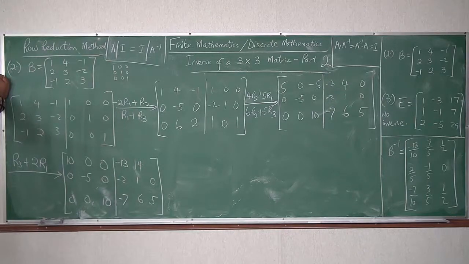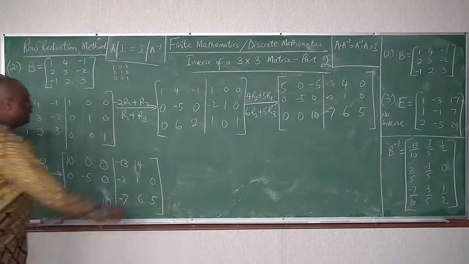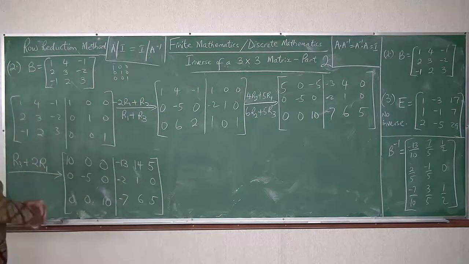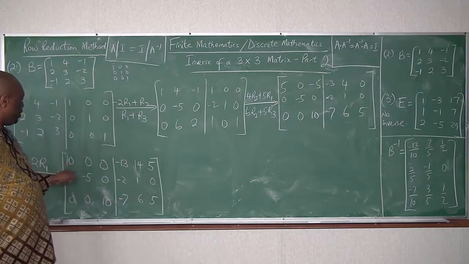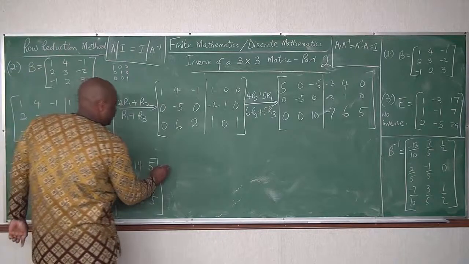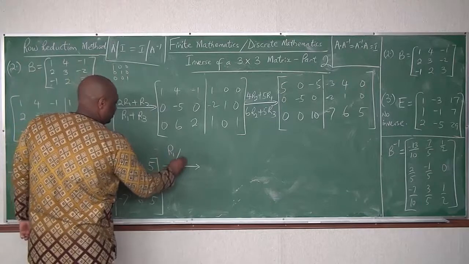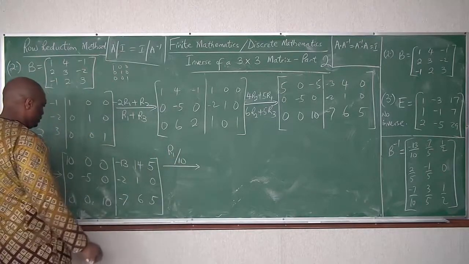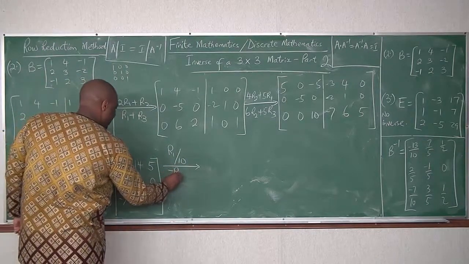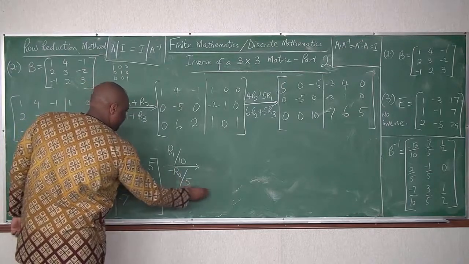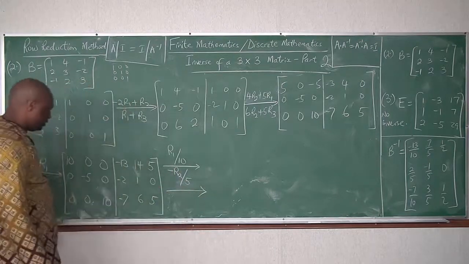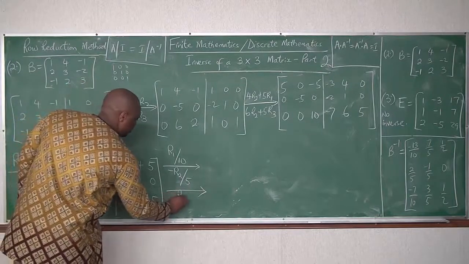5 plus 2 times 0, 0. So this is 5, just 5. Alright folks, let's now put this as 1, 1, 1. So what's the operation here? This is R1 over 10. Then this will be negative R2 over 5. Then R3 over 10.